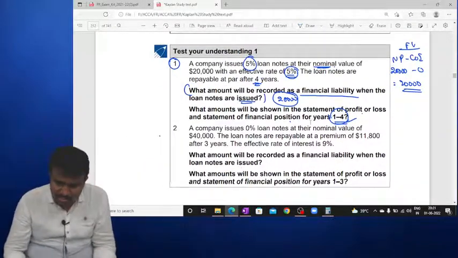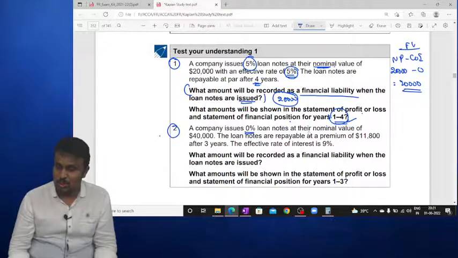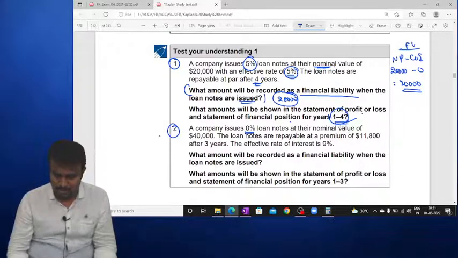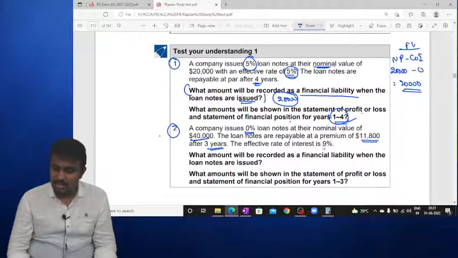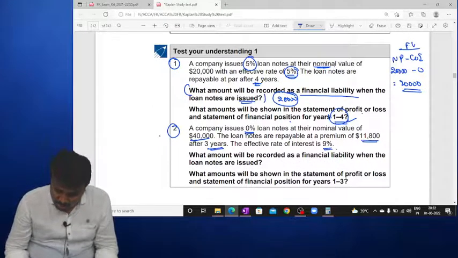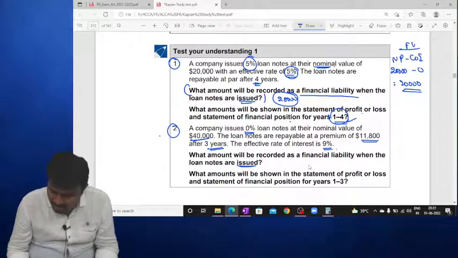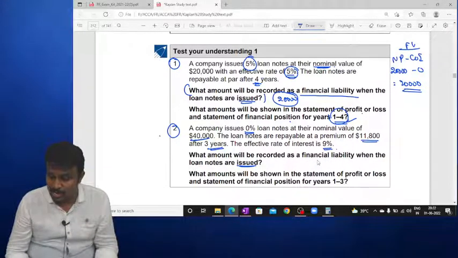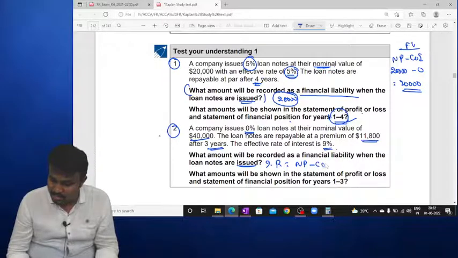Then coming to the second one, a company issues 0% loan notes at their nominal value of 40,000. The loan notes are repayable at a premium of 11,800 after 3 years. The effective rate of interest is 9%. What amount will be recorded as financial liability when the loan notes are issued? So remember, when the loan notes are issued, what is the recognition criteria for financial liability? This is about initial recognition. Initial recognition is made at what? Fair value, nothing but net proceeds minus cost of issue.